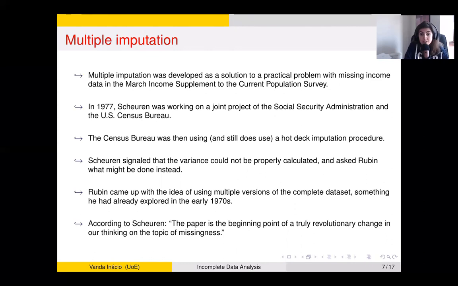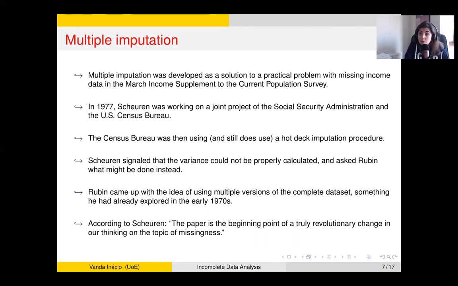And he noticed that the variance could not be properly calculated. They were using a simple, single hot deck imputation, and he realized that the variance was not correctly calculated. Apparently he knew Donald Rubin, and he asked Rubin what could be done instead. Rubin came up with the idea of using multiple versions of the complete dataset, something that he had already explored earlier in the 70s. And according to Scheuren, the paper is the beginning point of a truly revolutionary change in our thinking on the topic of missingness.